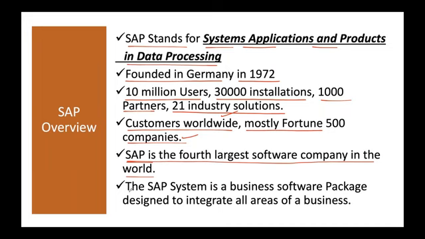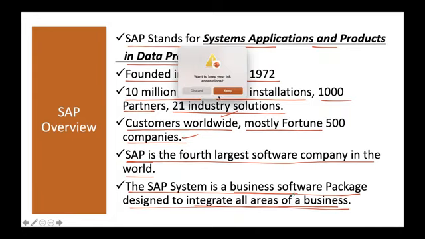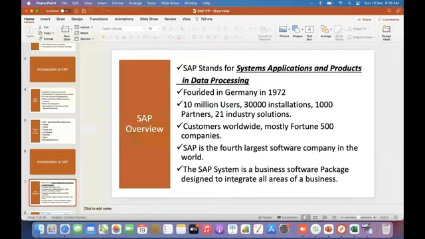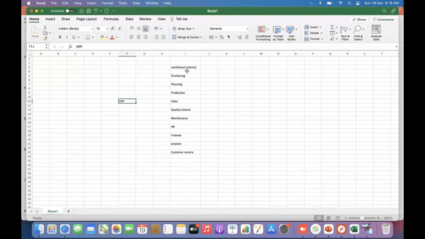The SAP system is a business software package designed to integrate all areas of a business. That's what we just discussed. So what is SAP basically? It's a business software package designed to integrate all areas of a business. What are all the areas of a business? The ones which we just discussed. In any typical manufacturing company, you have all these areas. So basically, it integrates all those things.